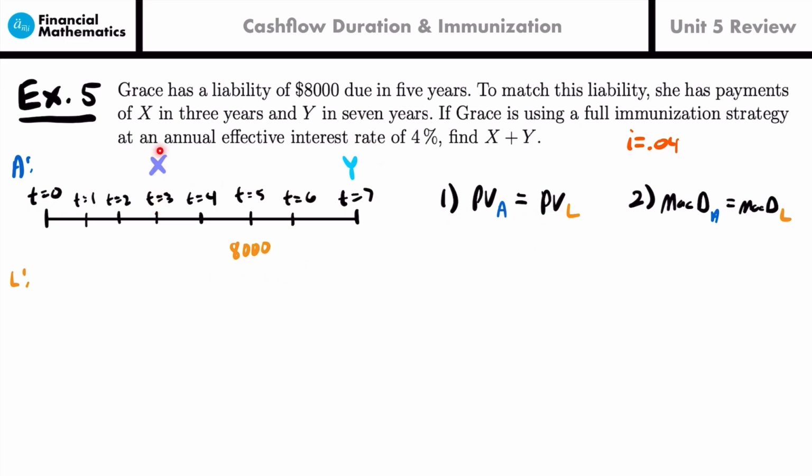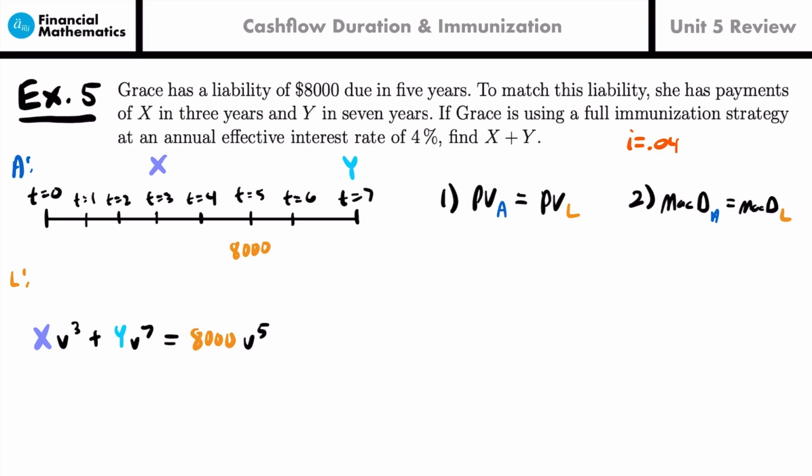The asset of X is valued at time 3, so we want to value it at time 0 to calculate the present value. So for the assets, we'll have X times v cubed. That will bring that asset back 3 years, and we want to add that to Y brought back 7 years. So we're going to have Y times v to the power of 7. And then that will be equal to the present value of the liability, which is currently at time 5. So we need to bring that $8,000 back 5 years or 5 periods. So we'll have 8,000 times v to the power of 5. Okay, so now we set the present value of the assets equal to the present value of the liability.